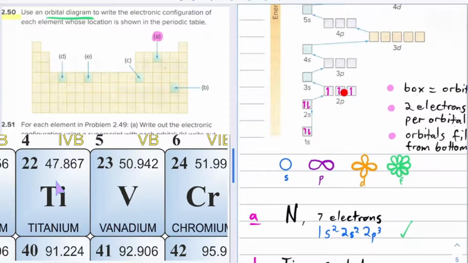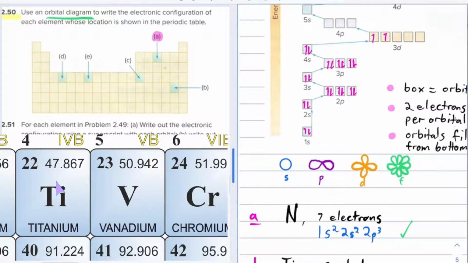Okay, so we can just continue on with the way we've done it. So 2, 4, 5, 6, 7, and then go back and pair them. 8, 9, 10. Now those are filled up. 11, 12, 13, 14, 15, 16, 17, 18, 19, 20, and then 21, 22. You see how we followed the blue arrows? And we ended up in 3d.